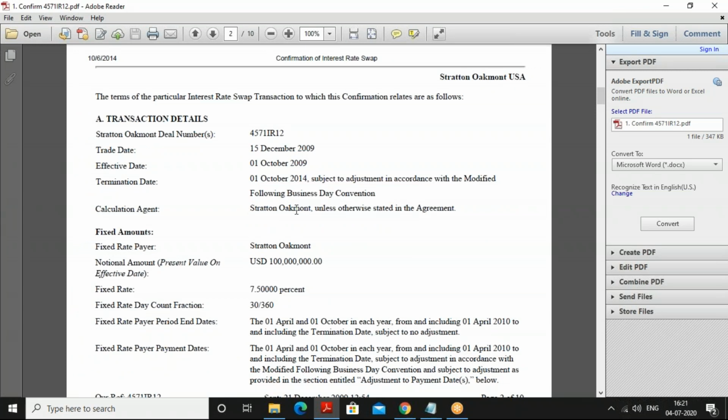A lot of people are leaving, I think getting bored. Now, let me ask you guys one question. What are the different types of interest rate swaps?